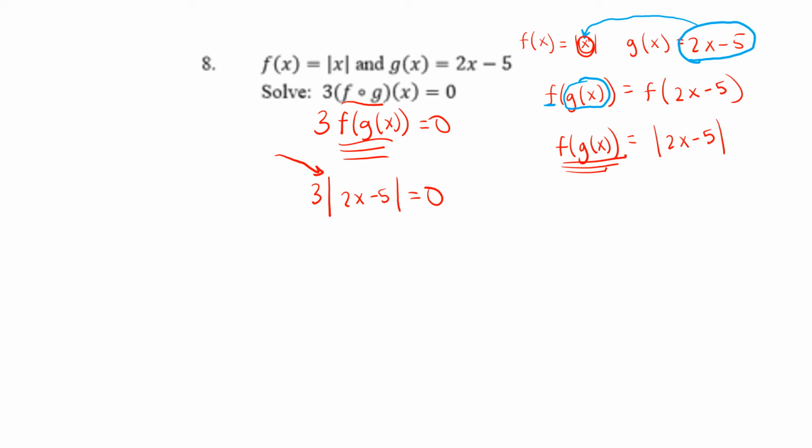So I'm going to isolate, whoops, sorry, that's supposed to be an absolute value sign. Oh, I'm trying to get my pen here.